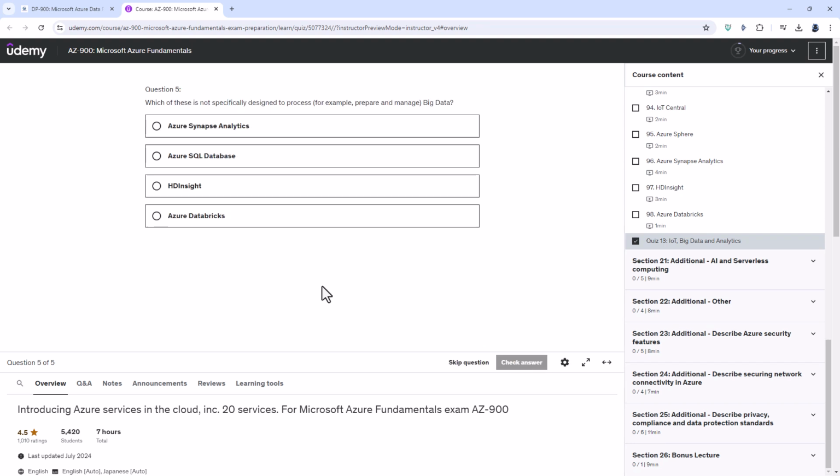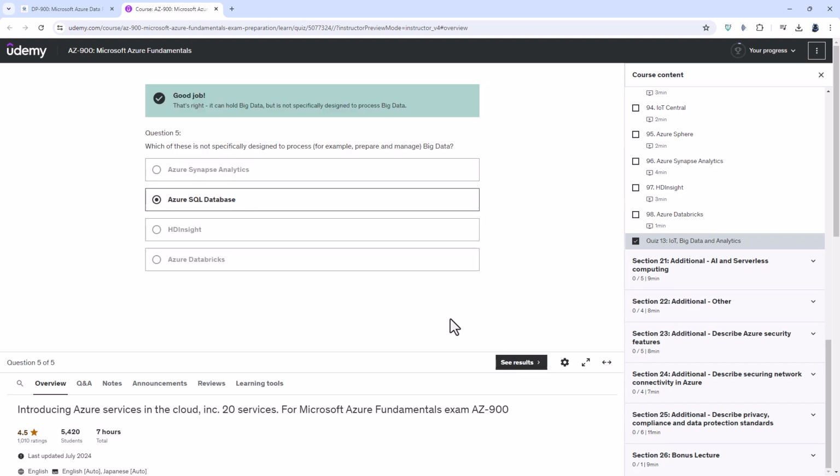And next question: which of these is not specifically designed to process, for example, prepare and manage big data? Azure Synapse Analytics, Azure SQL Database, HDInsight, or Azure Databricks? And the correct answer is Azure SQL Database. It can hold big data, but is not specifically designed to process it.